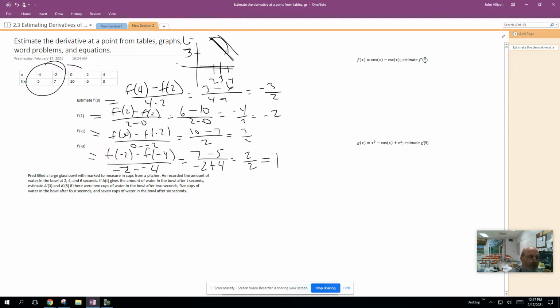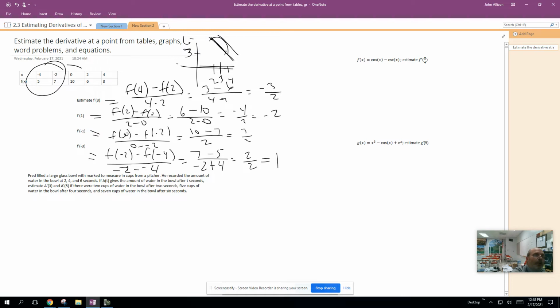We're given data in a table. Let's look at a word problem here. We have Fred filling a large glass bowl with water. The bowl is marked to measure in cups from a pitcher. And he recorded the amount of water in the bowl at 2, 4, and 6 seconds while he was pouring. A of t is a function that gives the amount of water in the bowl after t seconds. And we'll say it's a continuous differentiable function, right? Then we're going to estimate A prime of 3 and A prime of 5 if there were 2 cups of water in the bowl after 2 seconds.